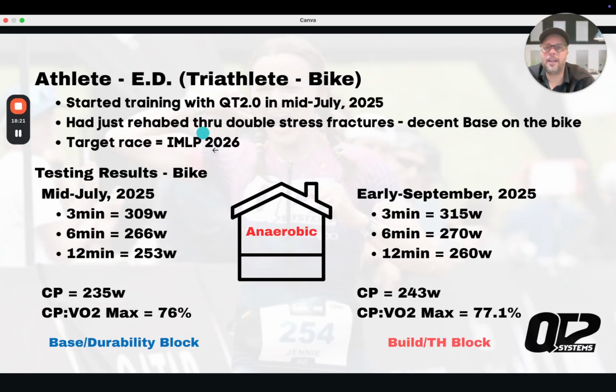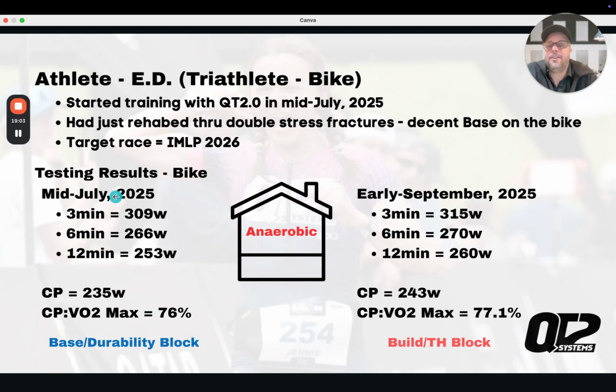All right, next up we have an athlete, ED. She's a triathlete. I'm going to talk about the bike right now. She started training with QT 2.0 in mid-July of 2025, had just rehabbed through double stress fractures. She had a decent base on the bike, though her rehab required her to track and spend a lot of time focused on how much time she was on her feet. She had to be really careful about applying too much stress of any kind. That said, she was able to get a little bit of biking in, much more so than running. Target race for 2026 is Ironman Lake Placid.